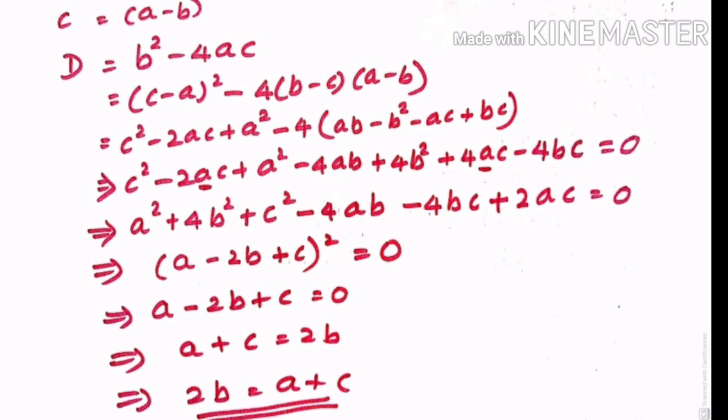And then a plus c on one side and minus 2b goes to the right side, becomes plus 2b. So now our proof is completed here. 2b is equal to a plus c.